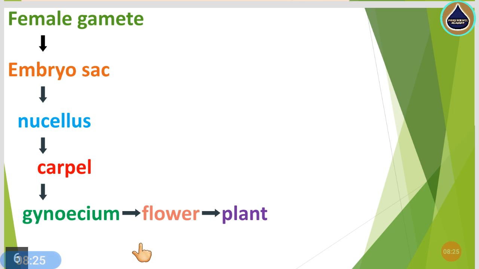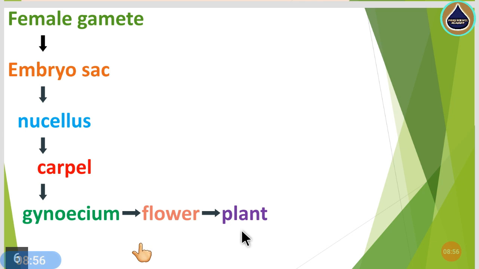Now we'll go for the female gamete, how this female gamete is formed and where the location of this female gamete is. This female gamete is formed in the embryo sac, and the embryo sac is found in the nucellus, and the nucellus is the part of the carpel, and the carpel is the single unit or single member of the gynoecium. Gynoecium is the female reproductive whorl of the flower, and the flower is the part of the plant.